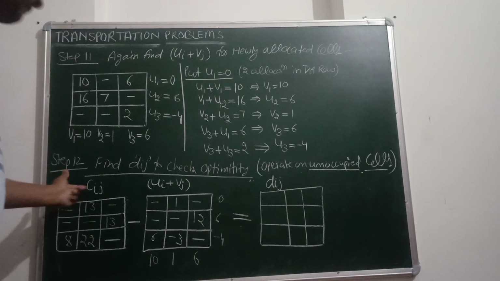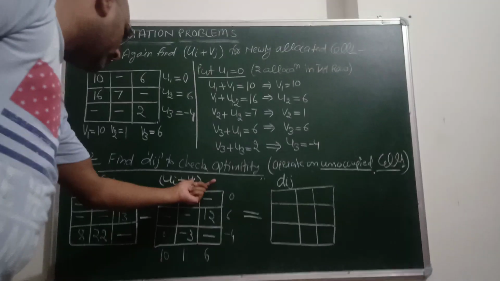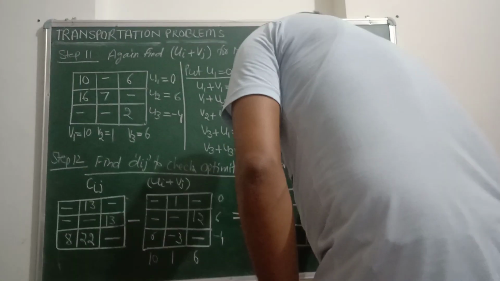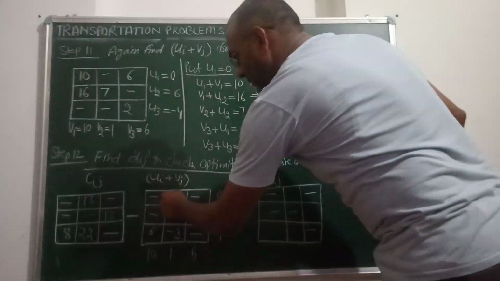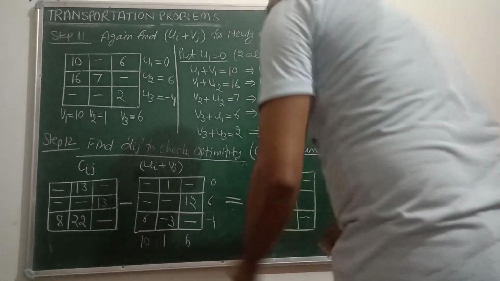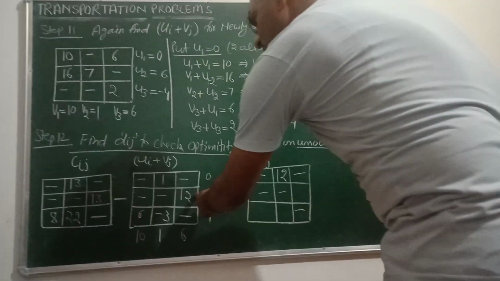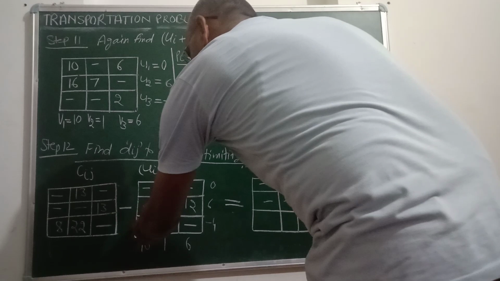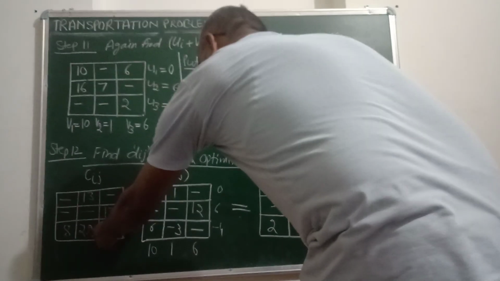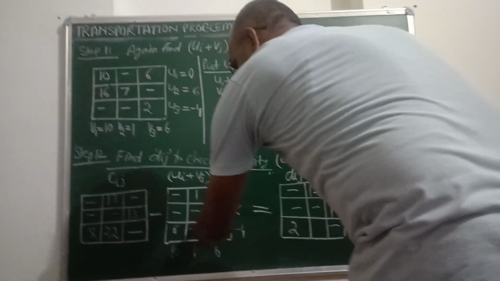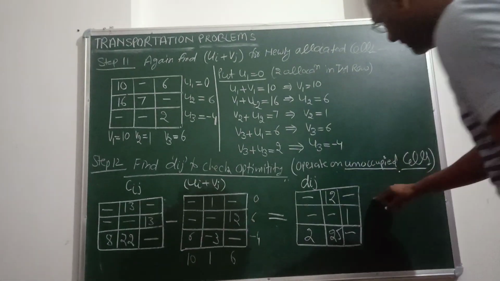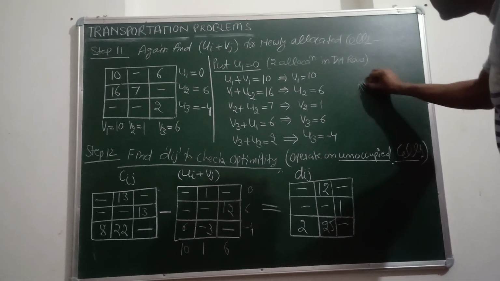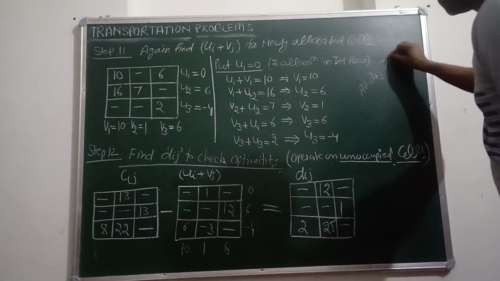Now you have to subtract the value of ui plus vj from Cij. I am marking these cells which are of no use here. So 30 minus 18 is 12. Subtracting, 13 minus 12 is again 1. This is 8 minus 6, 2, and this is 22 minus 3, 25. Now you will see that in this case all dij's are greater than or equal to 0.